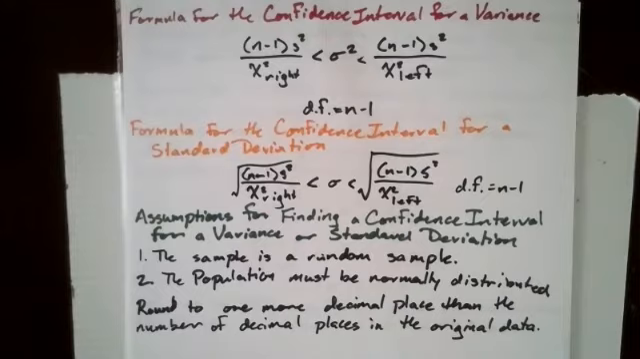Assumptions for finding a confidence interval for a variance or standard deviation. First, the sample is a random sample, and second, the population must be normally distributed. Round to one more decimal place than the number of decimal places in the original data.